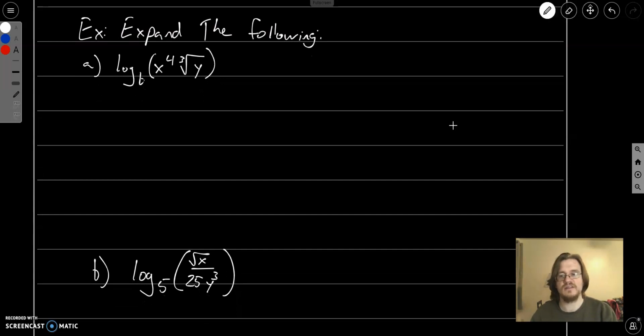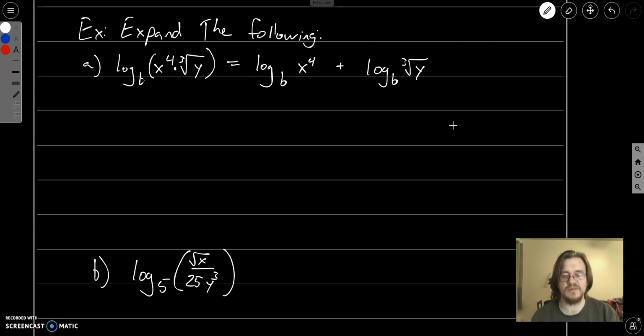So here I've got log base b of x to the 4th times the cube root of y. So the first thing I'll do is I'll say, oh, we're multiplying a couple of things. We can turn multiplication into addition. So this is going to be the same as log base b of x to the 4th plus log base b of the cube root of y. One thing to notice is that the base of the logarithm never changes. When we apply the product rule, the bases are the same. When we apply the quotient rule, when we apply the power rule, the bases stay the same.